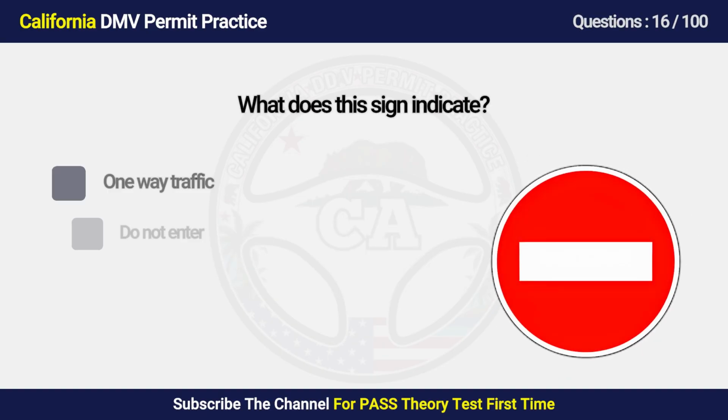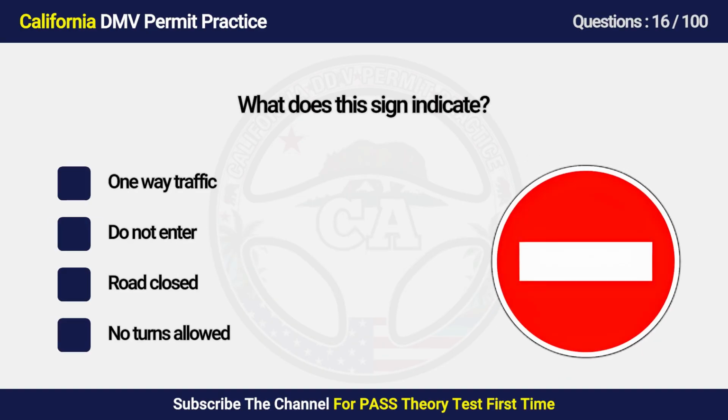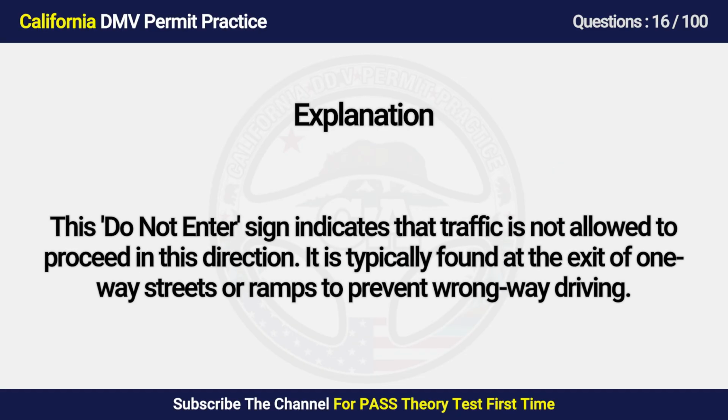Question 16. What does this sign indicate? A. One-way traffic. B. Do not enter. C. Road closed. D. No turns allowed. Answer is B. Do not enter. This "do not enter" sign indicates that traffic is not allowed to proceed in this direction. It is typically found at the exit of one-way streets or ramps to prevent wrong-way driving.